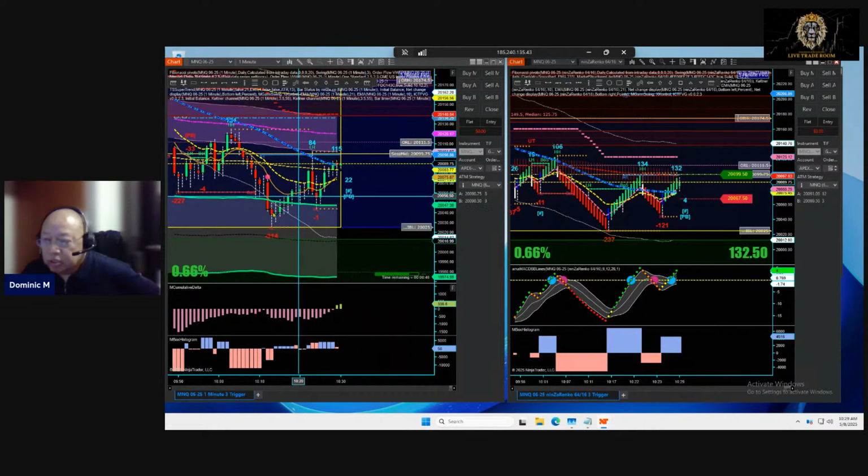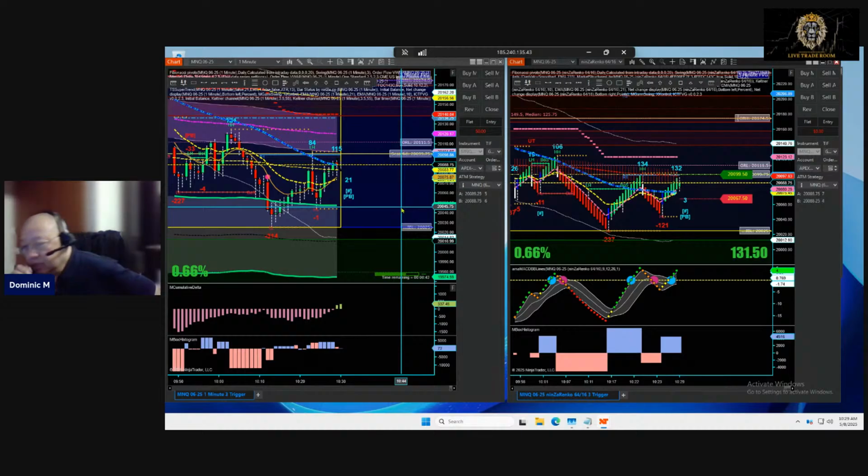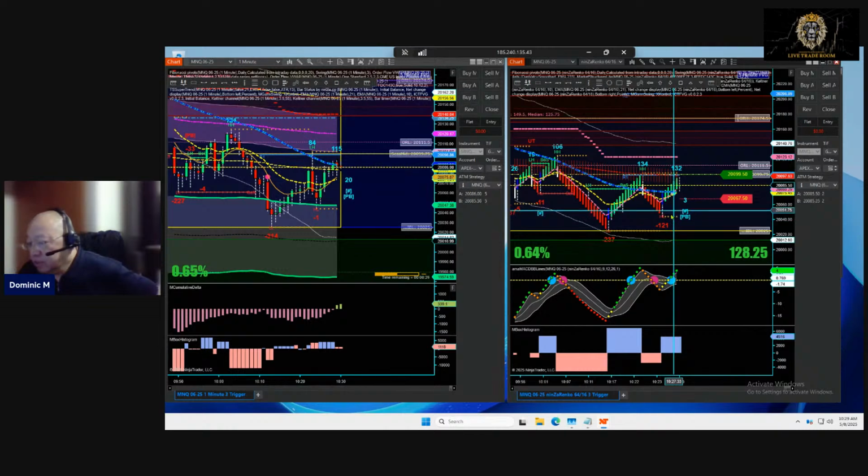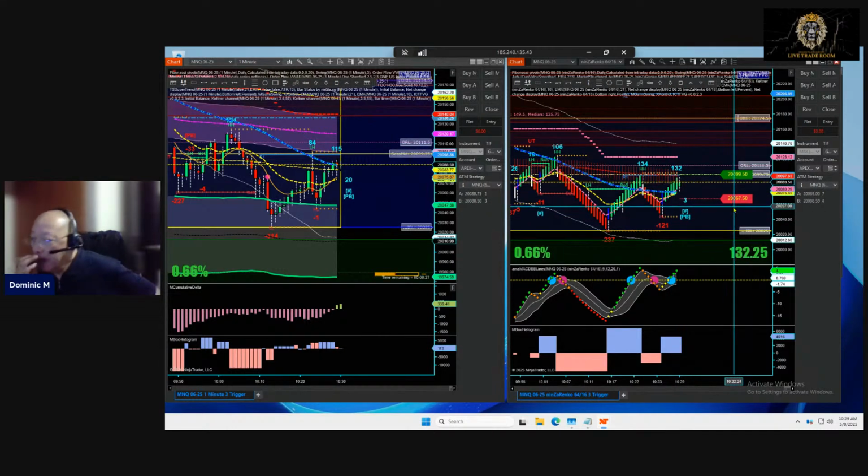Technically, we want to see this close below the 21 EMA right here. That's where we want to see it close below to take a short. And we would like to see a reversal here as well. But right now we don't see a reversal. The only reversal we have here is going to the upside. Let's see if it creates a higher high here.